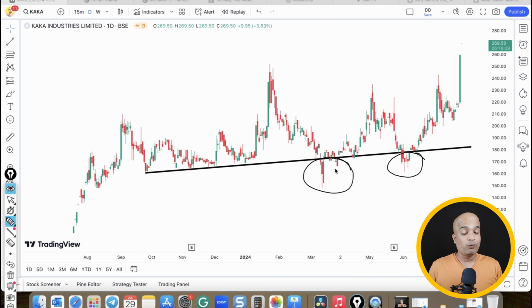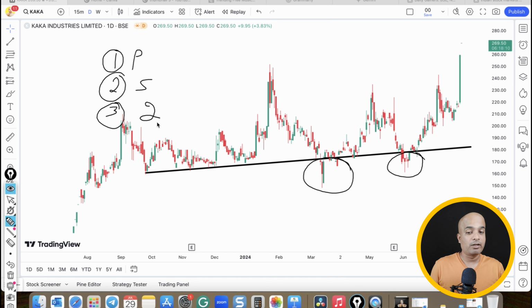Okay, so there were 4 rules discussed as of now. Number 1 is peaks: try to connect as many peaks as possible. That is the number 1 rule. The slope should be less than 45 degrees. That is the 2nd rule. And the 3rd rule is to only draw 2 lines as trend lines. You should not draw more than 2 lines as trend lines. The 4th rule is that the price should respect the trend line. So these are the 4 important rules.